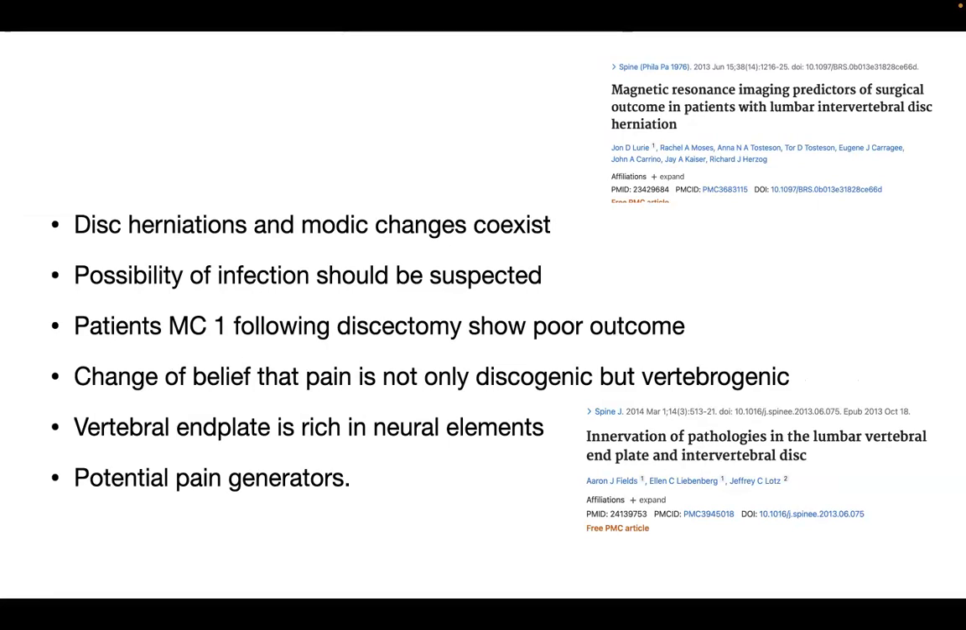There was a belief that the origin of the pain was only discogenic, but now the theory has shifted to vertebrogenic. Since the vertebral end plate is rich in neural elements, these are the potential pain generators we can attribute to the chronic low backache in patients with Modic changes.